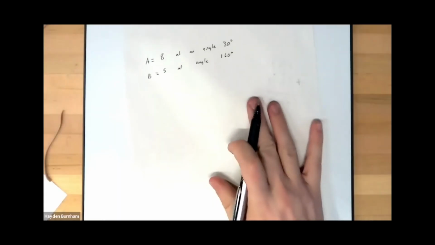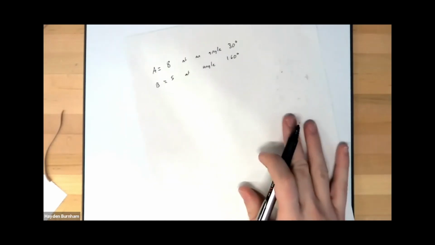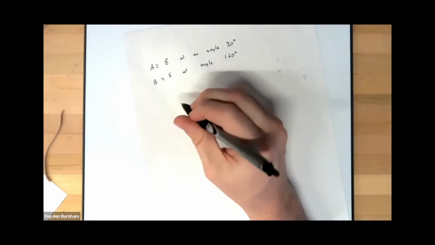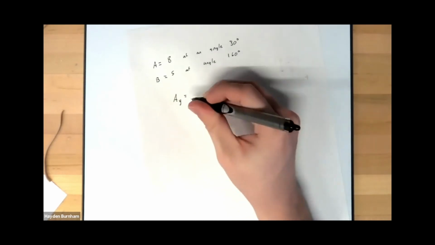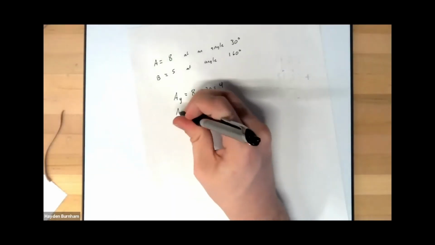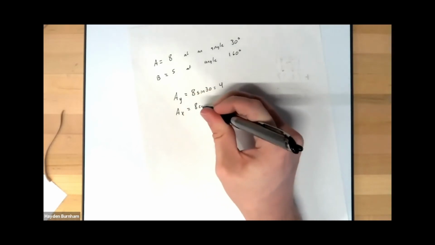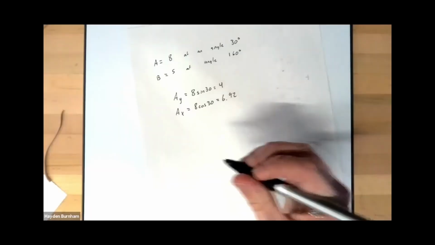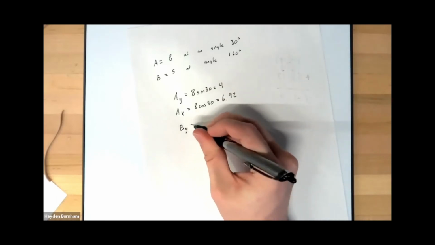In this case, you just plug them straight into the calculator. For A's y component, we would have 8 times the sine of 30, which I think is going to be 4. And then A's x component can be 8 times the cosine of 30. I got 6.92.